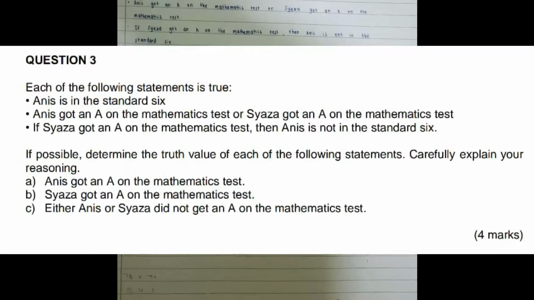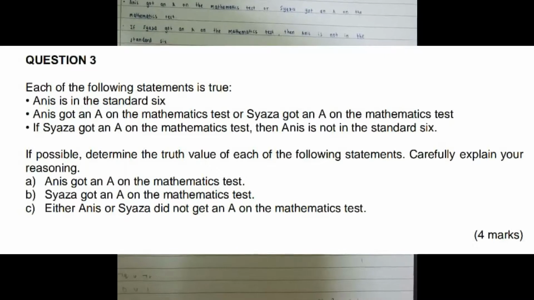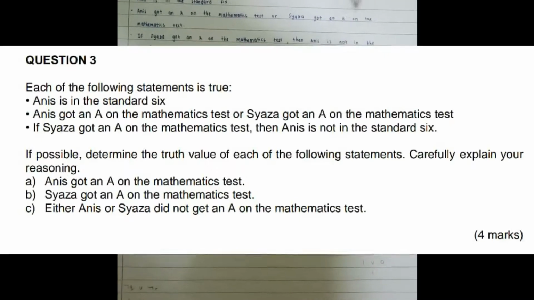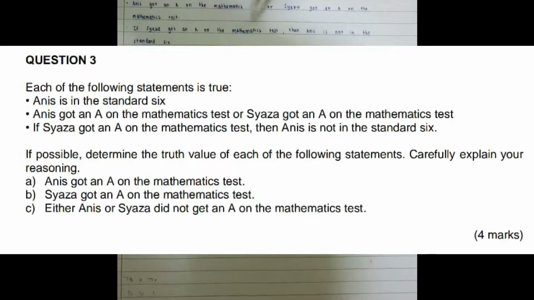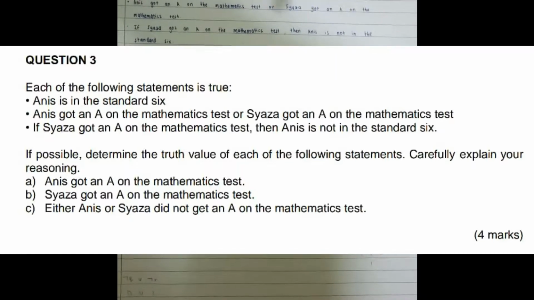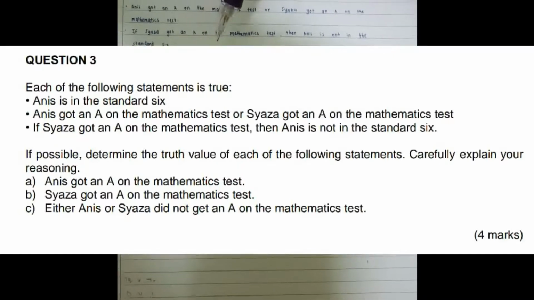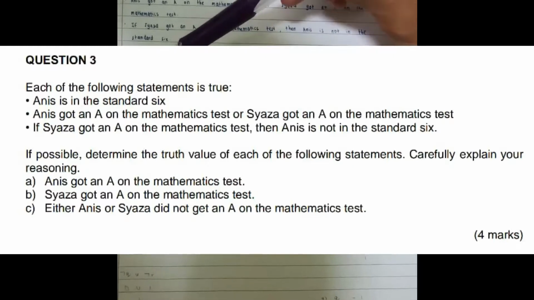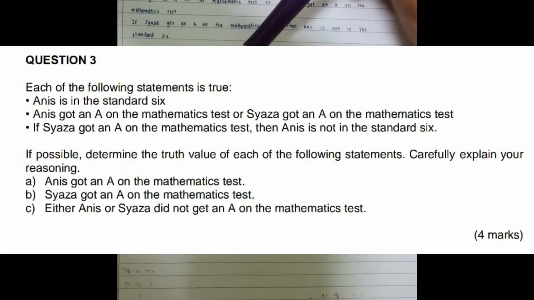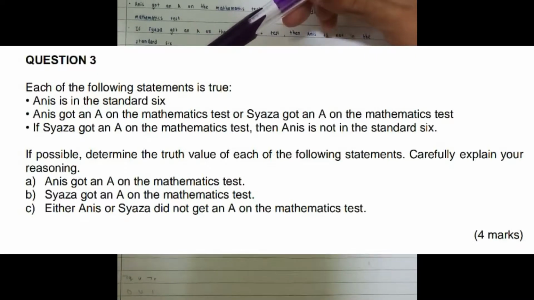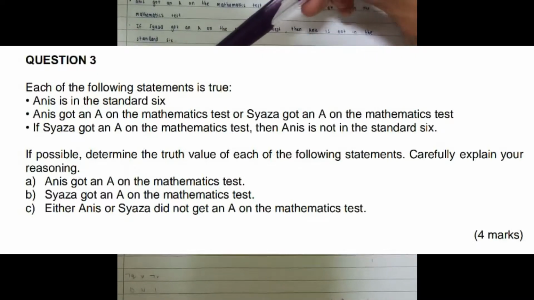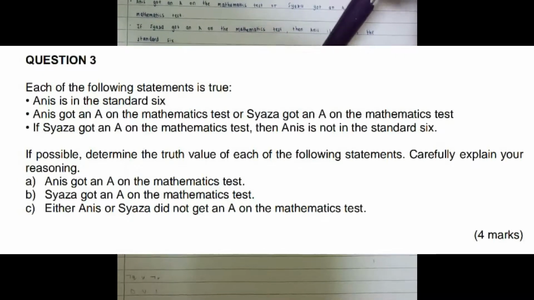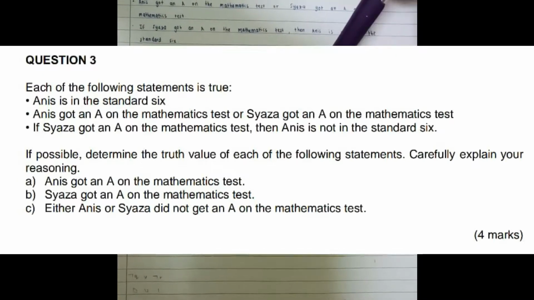Today I will explain question 3. Each of the following statements is true. Anis is in standard 6. Anis got an A on the mathematics test, or Shaza got an A on the mathematics test. If Shaza got an A on the mathematics test, then Anis is not in standard 6. If possible, determine the truth value of each of the following statements. Carefully explain your reasoning. For question A, Anis got an A on the mathematics test. Question B, Shaza got an A on the mathematics test. And question C, either Anis or Shaza did not get an A on the mathematics test.